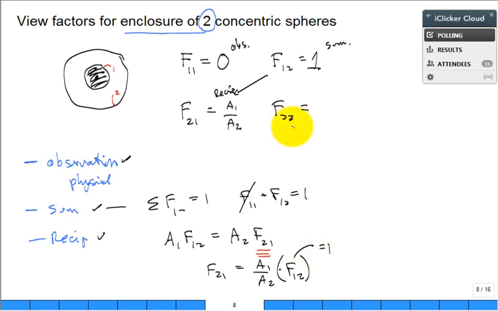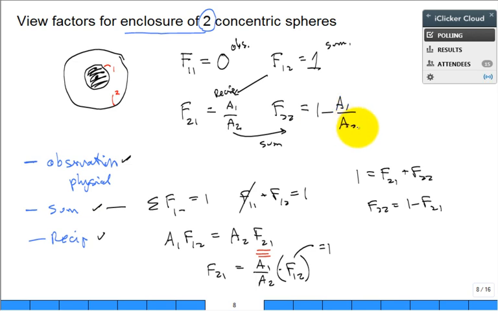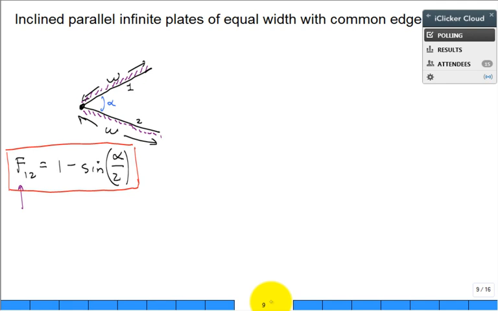And then how do I get the very last one? Summation. So 100% is equal to the view factor 2 to 1 plus the view factor 2 to 2. So the view factor 2 to 2 is 1 minus the view factor 2 to 1, which is 1 minus A1 divided by A2. Done. If I gave you the diameters, you'd be able to compute those numerically. Ready to press on? All right.